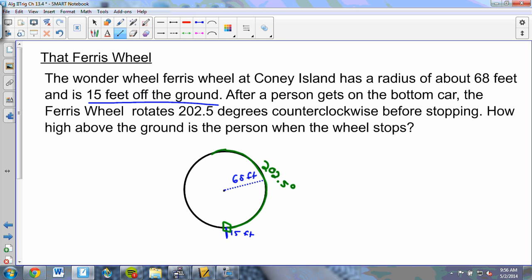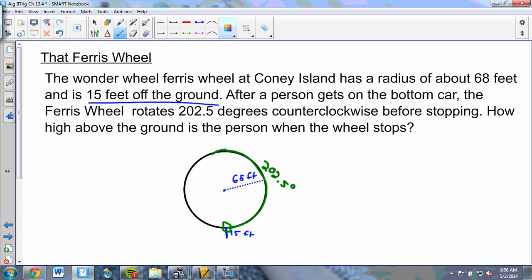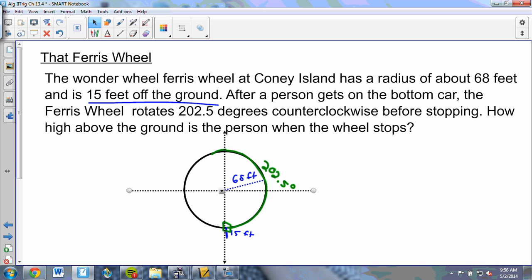We want to think about this like we have an XY axis. So like the x-axis is running through there, the y-axis is running through there. And so the origin is right there in the middle. Well, this whole curve here, from here to here, is 202.5. What's this little triangle going to be? What's this piece here? Yeah? 22.5. That little bit in there is 22.5.